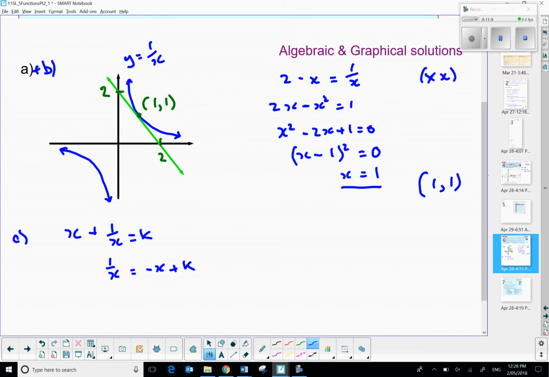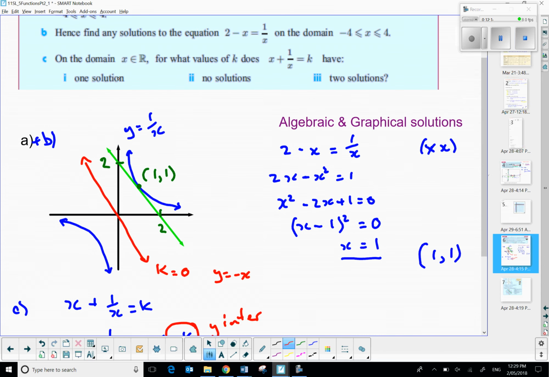All right, so basically we've got our linear equation here, and in this case, this is our y-intercept. So it's another line that's parallel to this one, and let's give it a y-intercept of 0. That would just be where k is equal to 0, and we've got y equal to minus x. So in other words, it's saying, how can I shift this line around, changing the y-intercepts, so that I can either have one solution, no solutions, or two solutions?